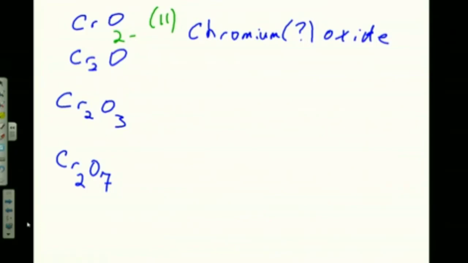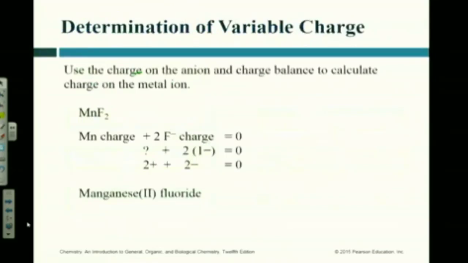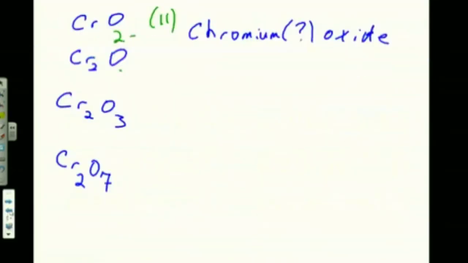All right, what about this one? Charge on oxygen. 2 minus. Gotta have 2 positive charges, right? Yeah. And I got 2 chromiums to get there. So each chromium must be what? 1. If you made it 4, you would have 8 positive charges, right?